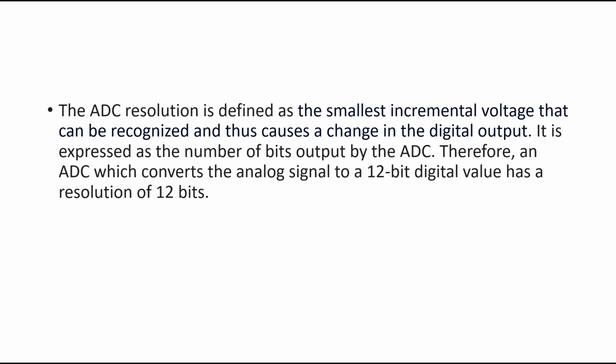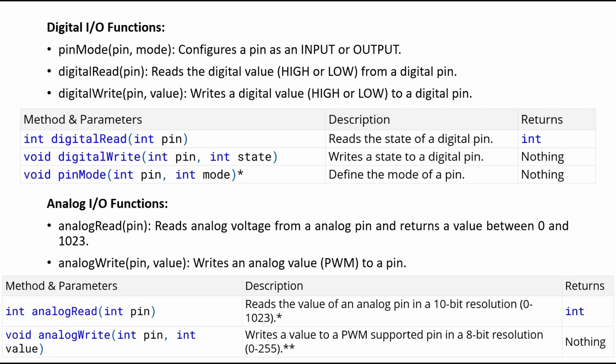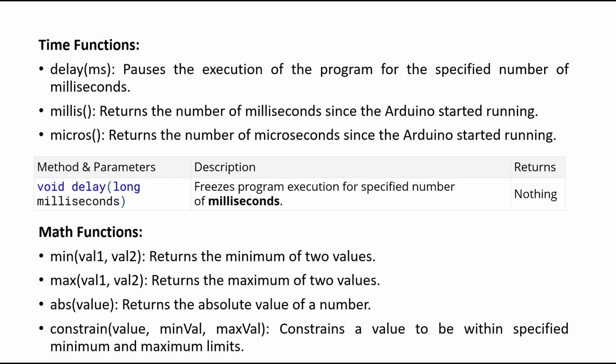First, let's see what ADC resolution is. It is the smallest incremental voltage that can be recognized, which causes a change in the digital output. Basically, it is the number of bits output by the ADC. So an ADC which converts an analog signal to a 12-bit digital value has a resolution of 12 bits. Similarly, here we have 10 and 8-bit resolutions, where we have the range of 0 to 2 power n minus 1, where n is the number of bits.